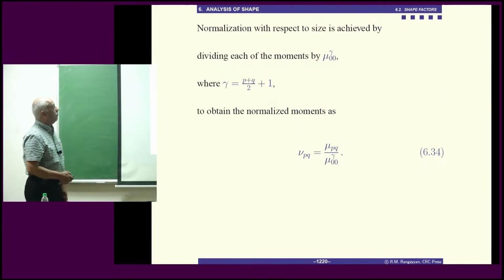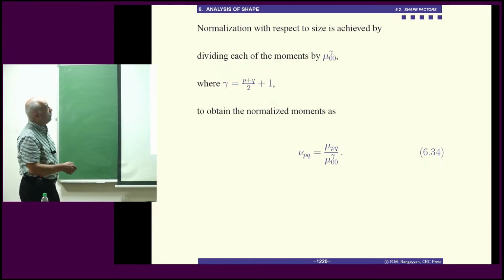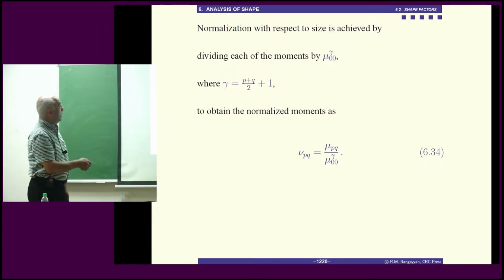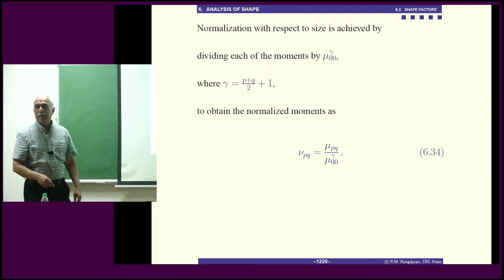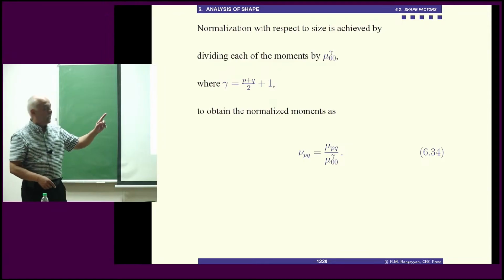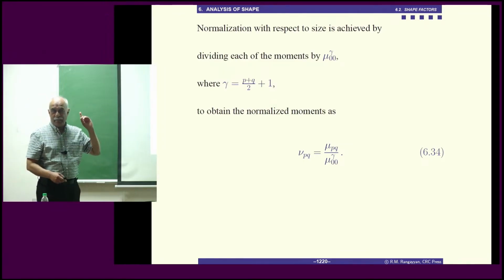Normalization is achieved by dividing the moments by mu00 to the power of gamma, where gamma is (p plus q) over 2 plus 1. So then they are written as mu pq over mu00 to the power of gamma. I said earlier that those were not normalized. This normalizes them.